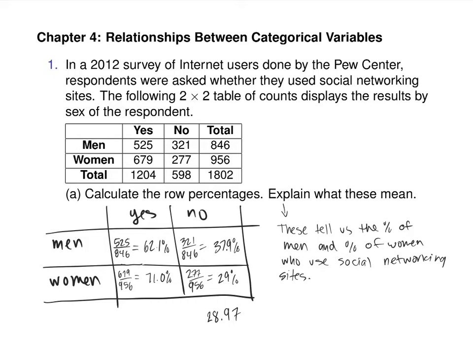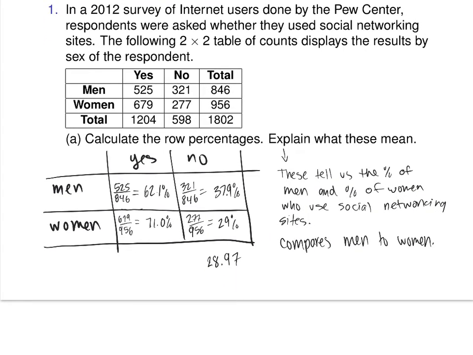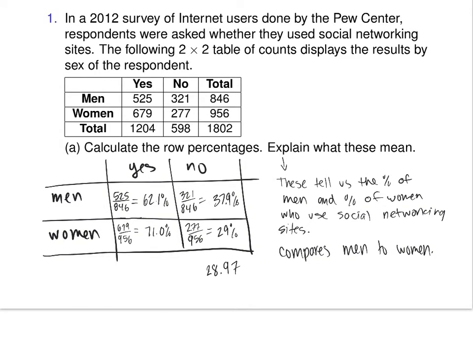Does the explanation make sense? It tells us for your groups, of your men, this percent use social media, this percent didn't. Of your women, this percent did, this percent didn't. So this one lets you compare the sexes to each other. It's 277 divided by 956, and that's what it came out to be before rounding. So either of those answers would be fine too, I think.